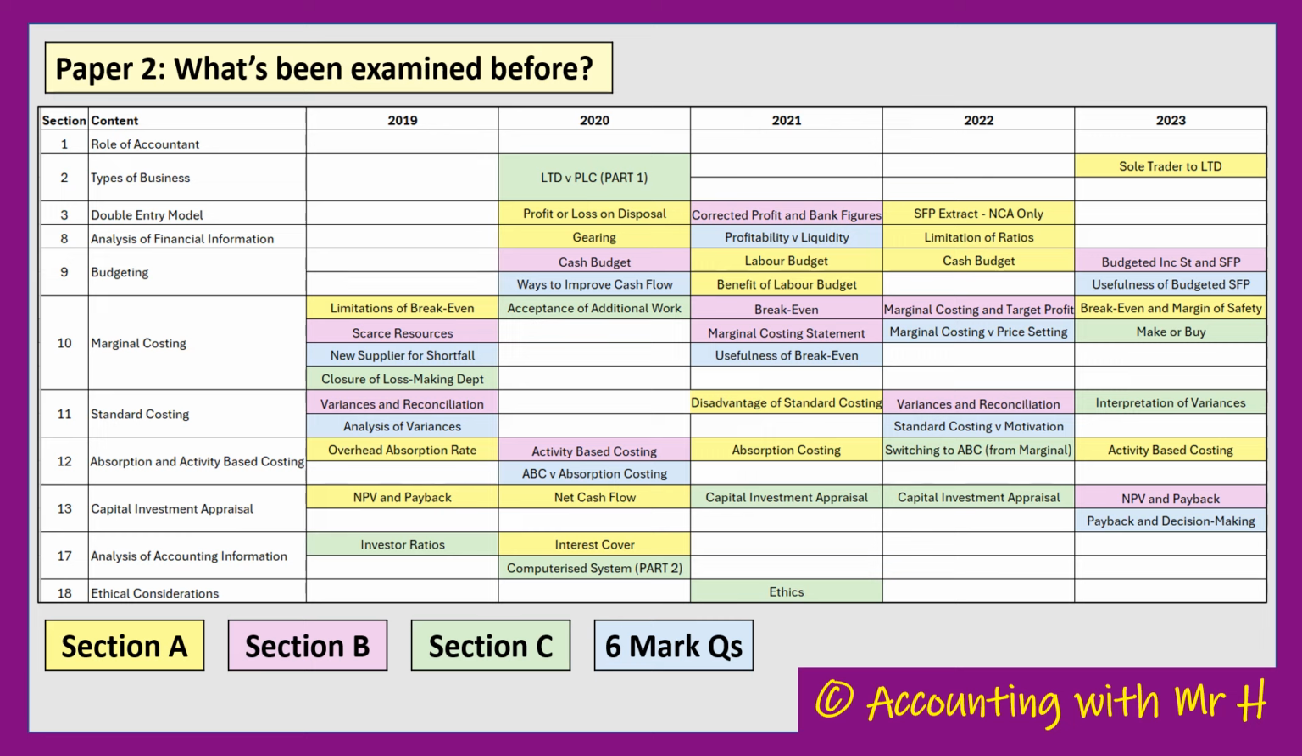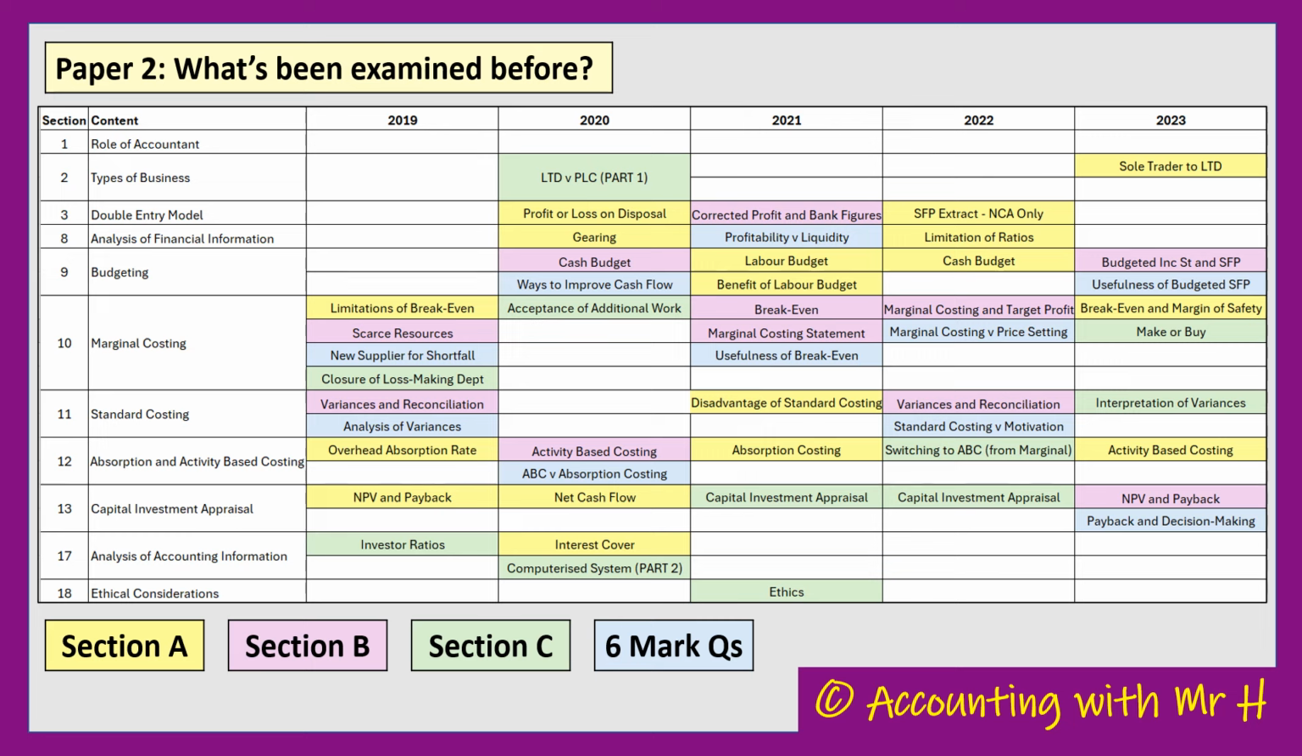Section 9 is unique to paper 2, so budgeting. And apart from the very first year when the specs changed in 2019, in every year they have asked for a budget to be prepared. Sometimes section A, sometimes B.